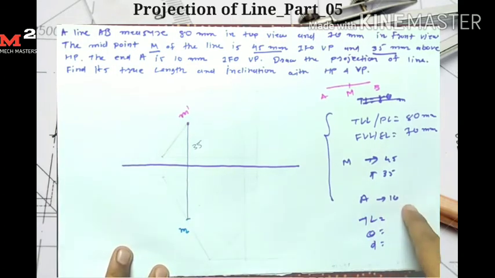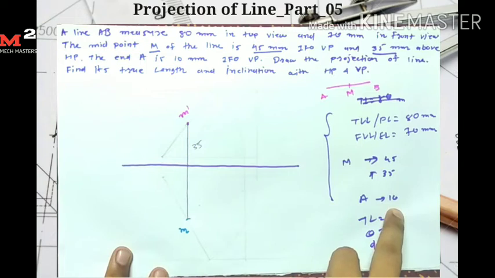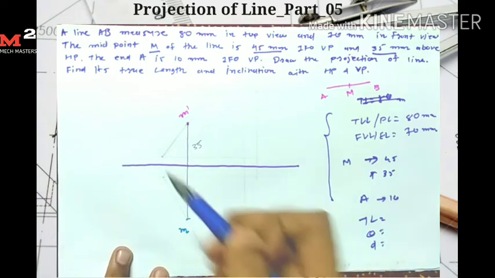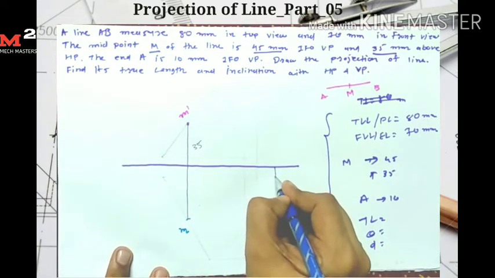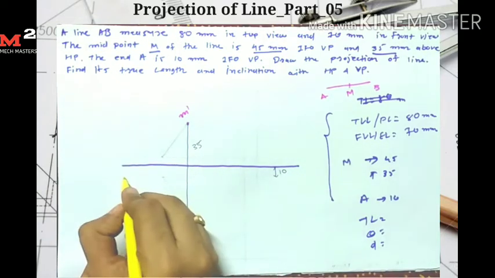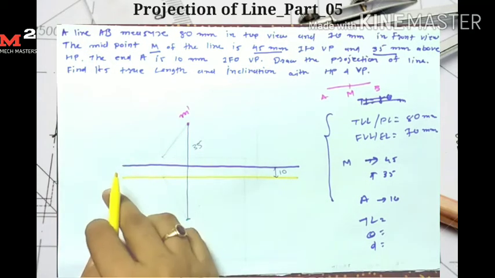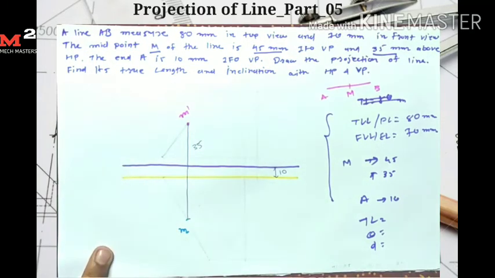Now the point A is 10 mm in front of VP. I don't know where the point A is, but it is 10 mm in front of VP. So from here I measure the 10 mm distance and draw the locus for point A. So I get the point A on this line, and its distance from the reference line is 10 mm.